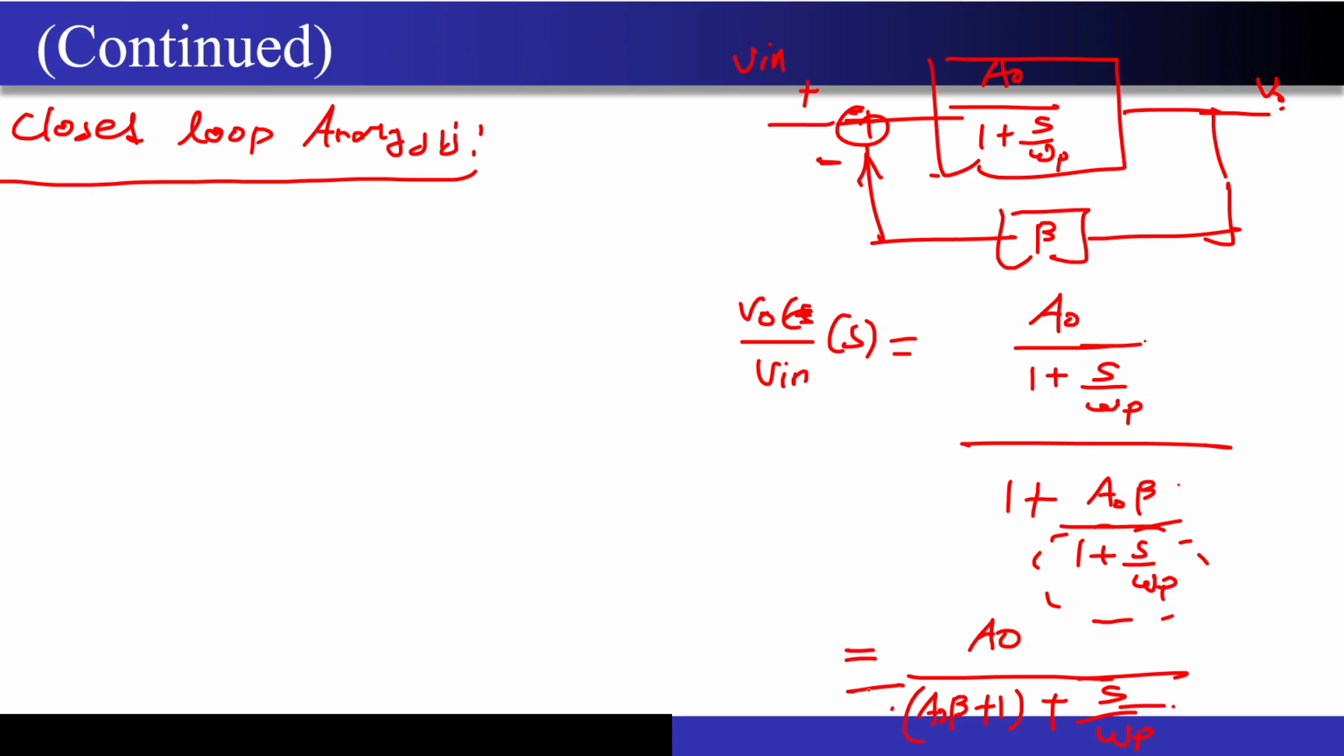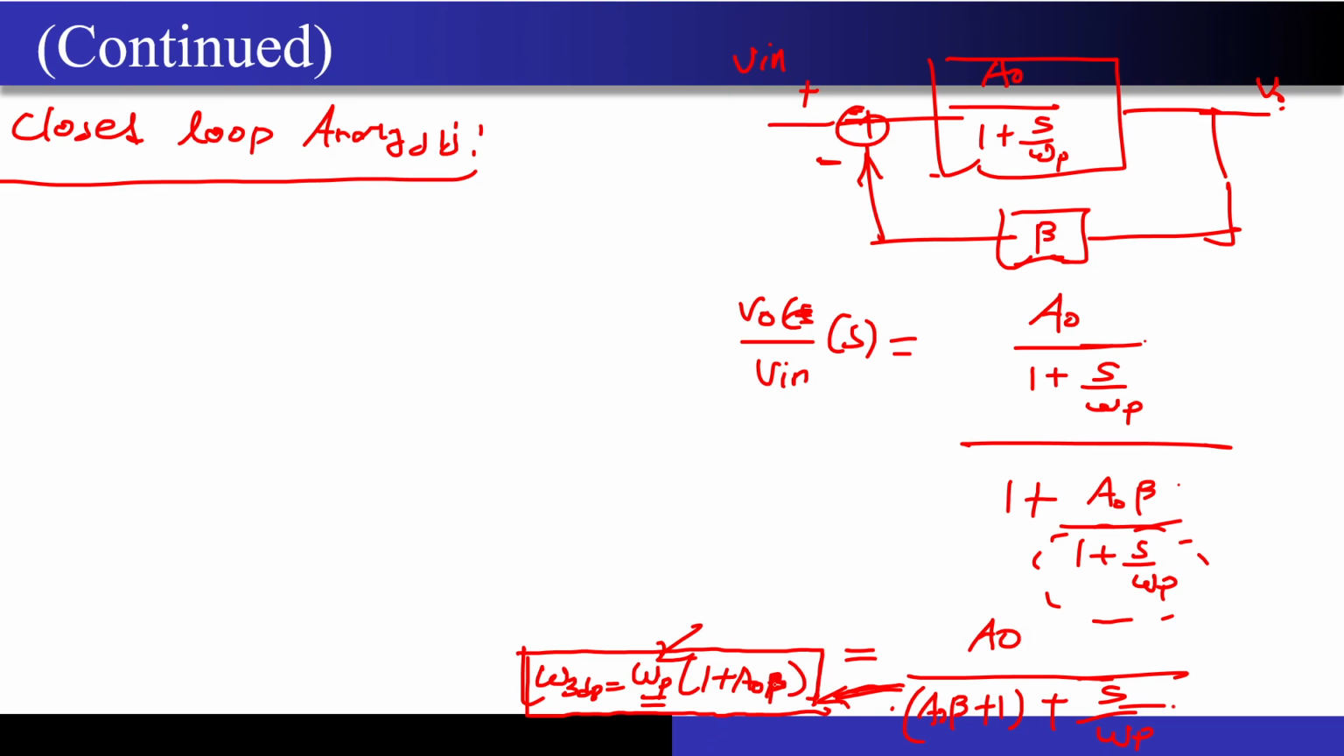Now if you look at the pole of this system, the omega 3 dB is what? Omega P times 1 plus A naught beta, correct? So can I say that for a single pole, approximately a single pole system whose second or third pole may be lying far away from the omega UGB, the 3 dB frequency of this closed loop system with the feedback factor beta is nothing but the 3 dB frequency of the open loop system multiplied by the 1 plus A naught beta, right?